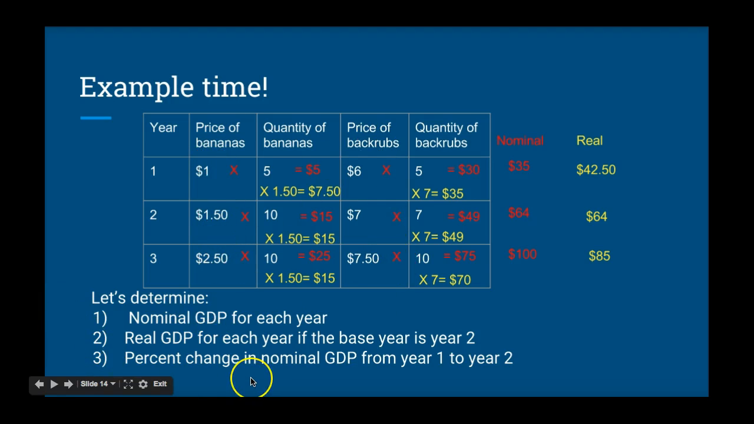All right, the last question is asking to determine the percent change in nominal GDP from year 1 to year 2. So I specifically said nominal GDP, so I'm only looking at the red, year 1 and year 2. In order to figure out the percent change, all I'm going to do is take $64, which is the nominal GDP at year 2, minus the nominal GDP at year 1, which is $35, and divide by the nominal GDP at year 1, so that would be $35. So 64 minus 35, divided by 35 and multiplied by 100 to get a percent, is 83%.